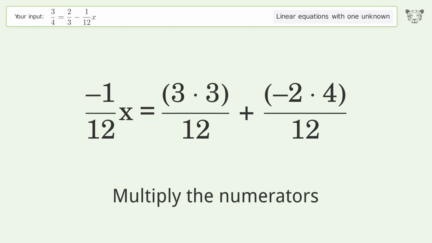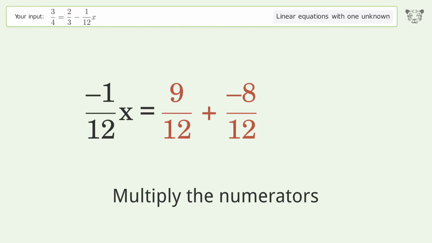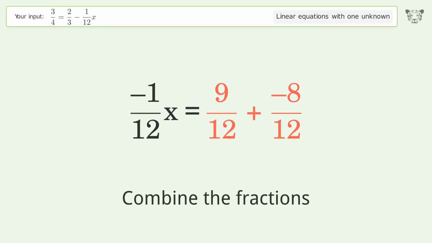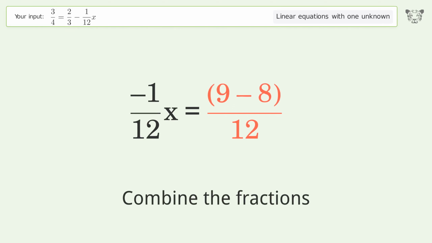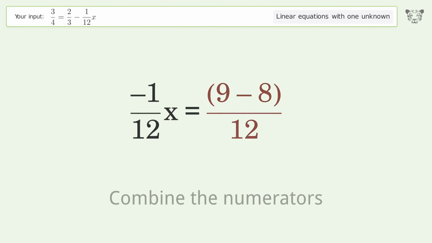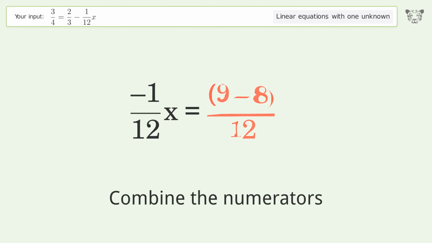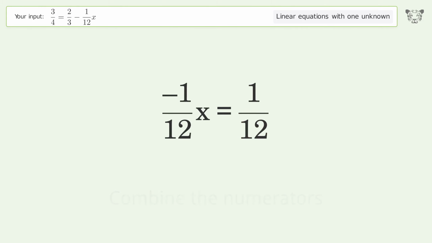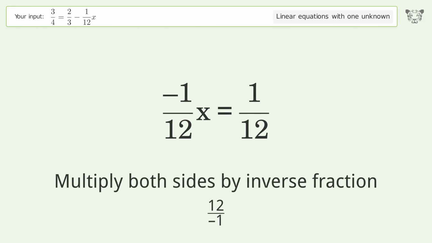Multiply the numerators. Combine the fractions. Combine the numerators. Isolate the x. Multiply both sides by inverse fraction 12/(-1).